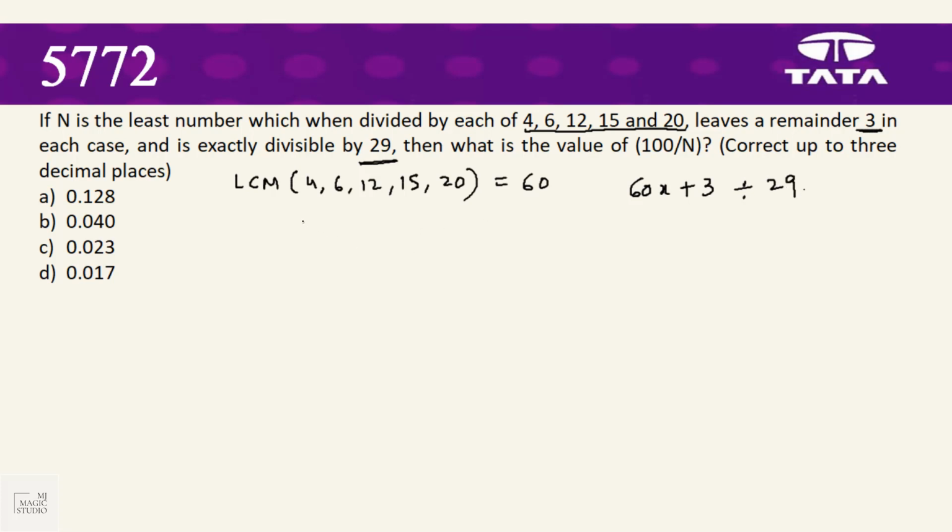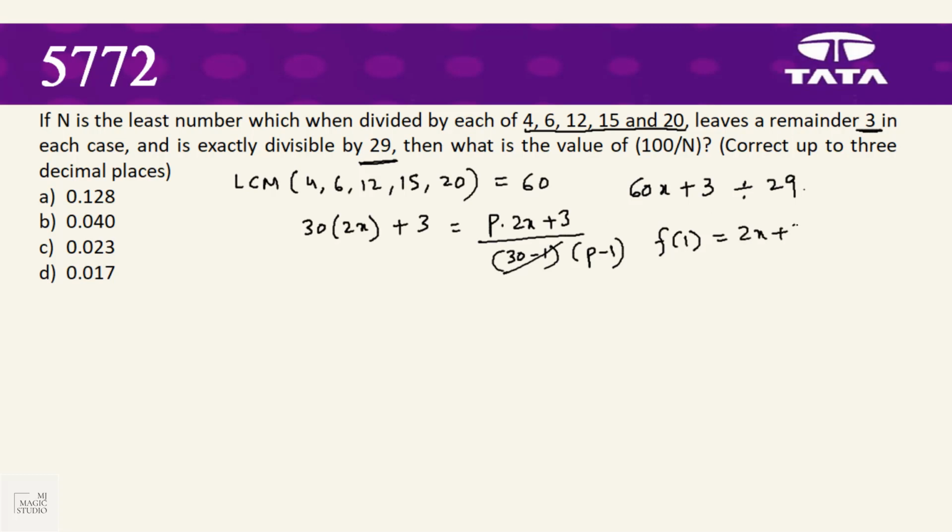Okay, so can I write this number as 30 into 2x plus 3, or p into 2x plus 3. This number is divisible by 29, that is 30 minus 1, or it is divisible by p minus 1. Now according to the remainder or the factor theorem, f(x) when divided by x minus 1 leaves remainder of f(1). So if this is f(p) which is divided by p minus 1, it will leave remainder f(1), that is, in place of p if I put 1, I'll get 2x plus 3.